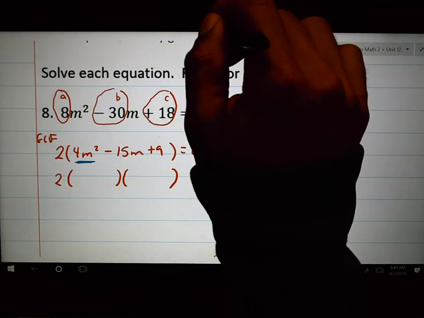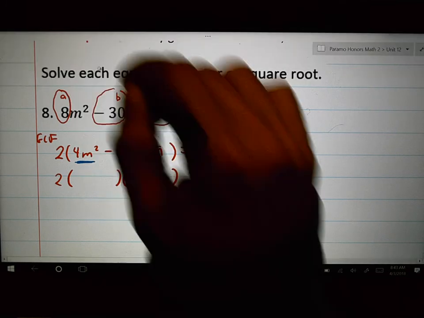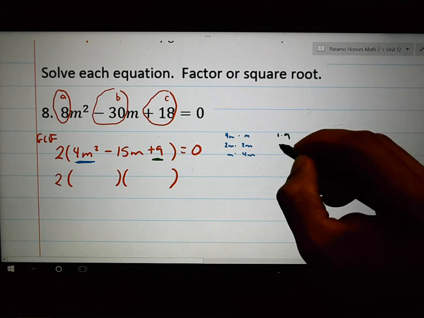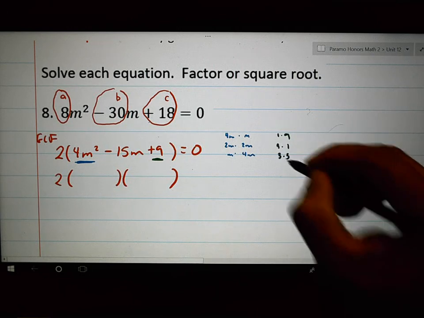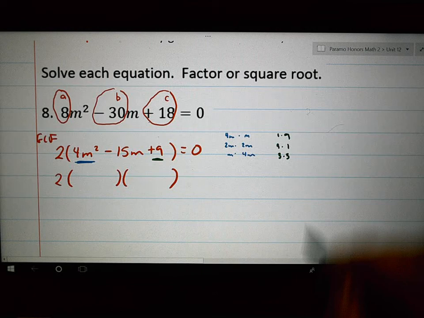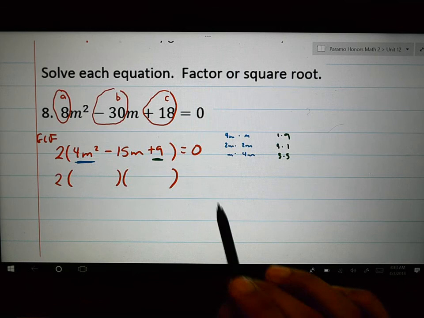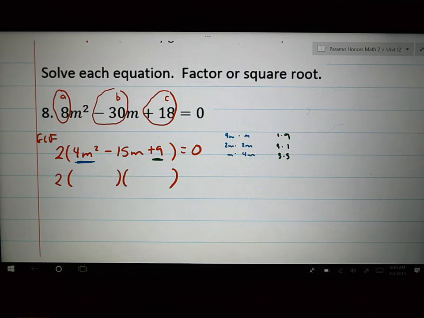Then over here, last times the last should be a positive 9. I have a couple choices for that. I can do 1 times 9, I can do 9 times 1, or I can do 3 times 3. But what you're checking to see is you need the O and the I to add to be that middle term, that negative 15. So what we're looking for is which combination of these numbers will have the sum of the outside plus the inside equaling negative 15.